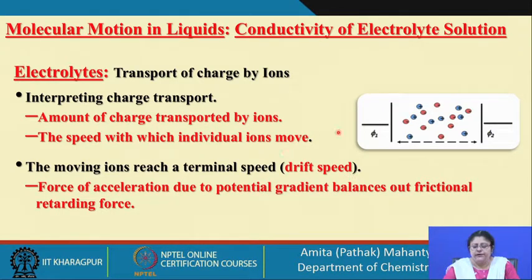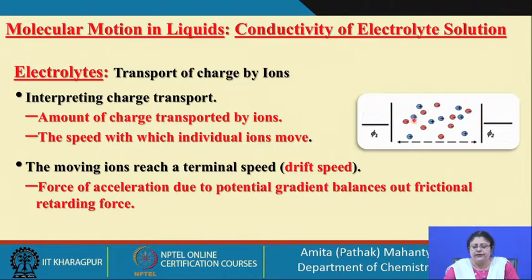So, what happens? We have a solution in which the solid electrolyte is dissolved, and this dissolved electrolyte will be dissociated into ions and they will be moving as free ions. The transport of the charge carried by the ions can be interpreted by the amount of charge transported by the ion, and also the speed with which the individual ion moves with that particular charge.